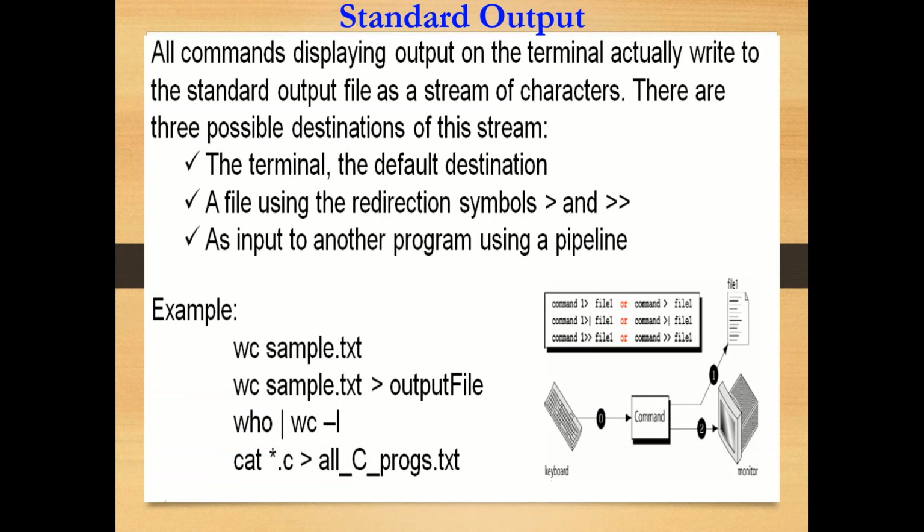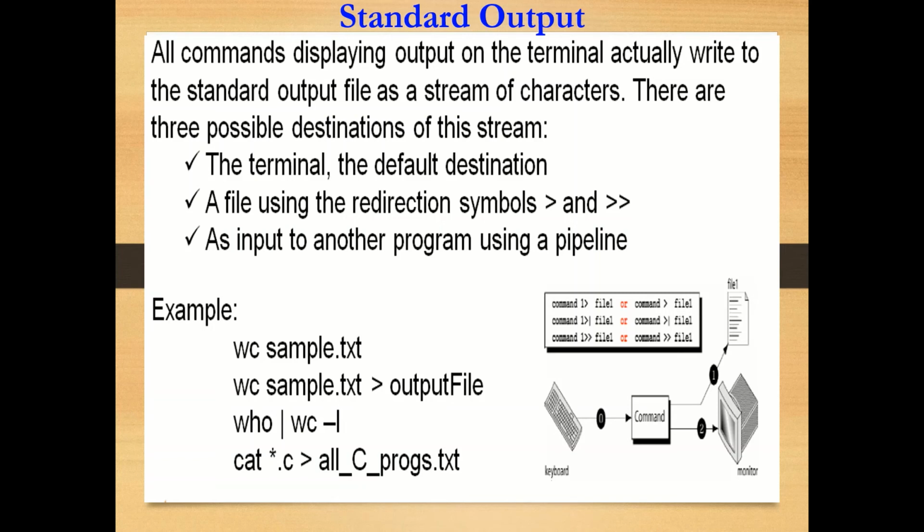The shell can reassign the standard output to a disk file. This means the default destination can be replaced with any file by using the greater than or two greater than symbol operator followed by the file name.